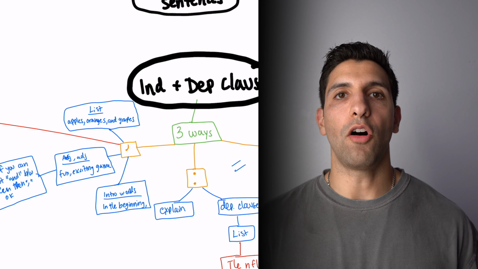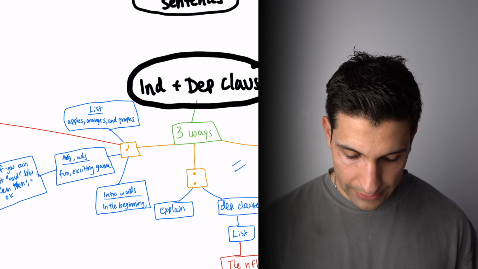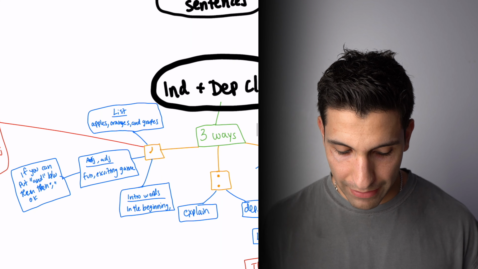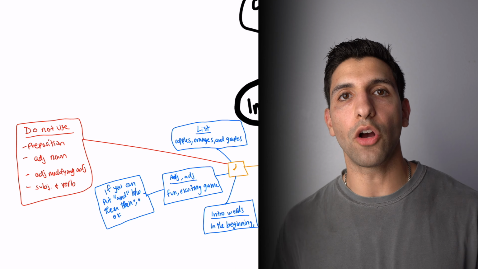For the comma, all we know here is it can set off lists, it can set off intro words, it can put between different adjectives. There are some things we don't want to use a comma with.